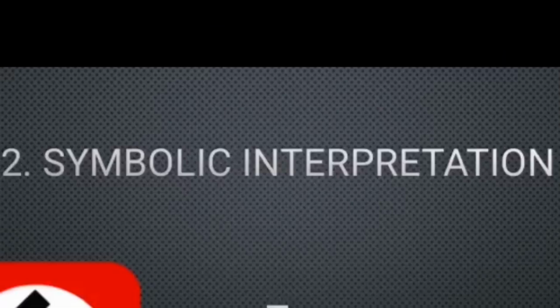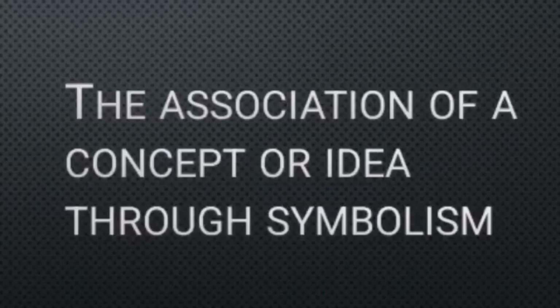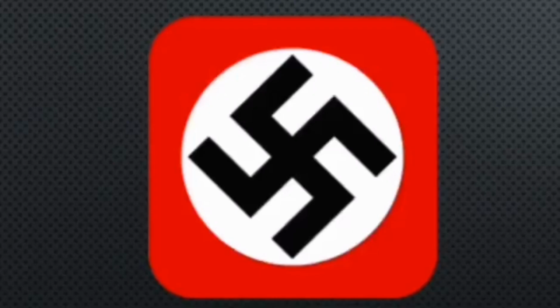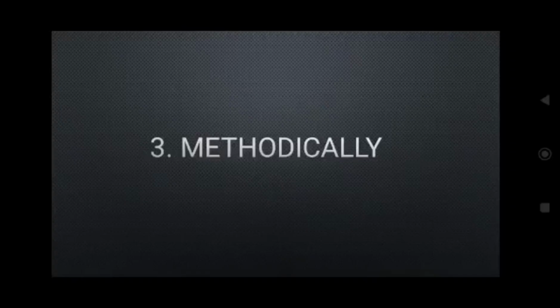For number 2, we have symbolic interpretation. This is the association of a concept or idea through symbolism. An example of this is the swastika, that can be both associated with Hinduism or the Germans.